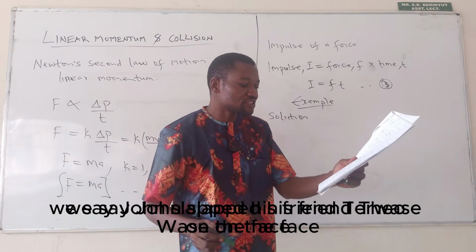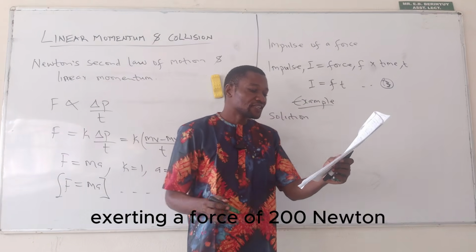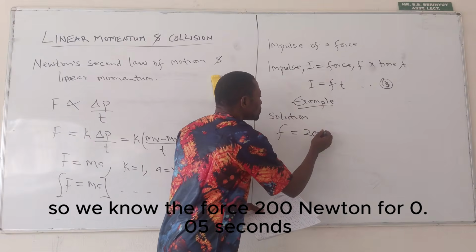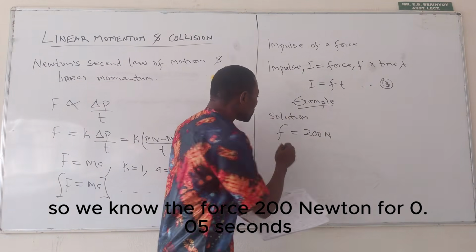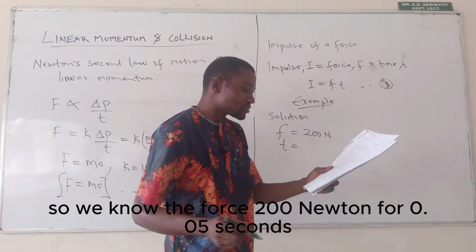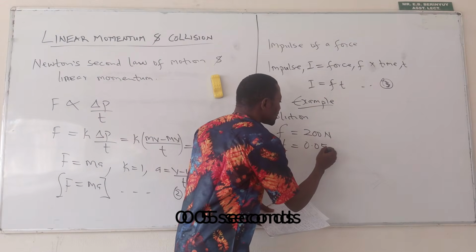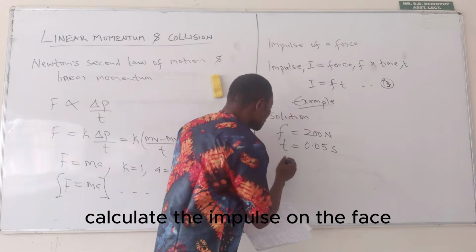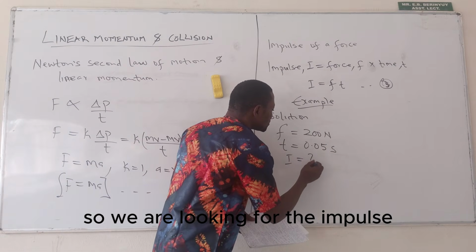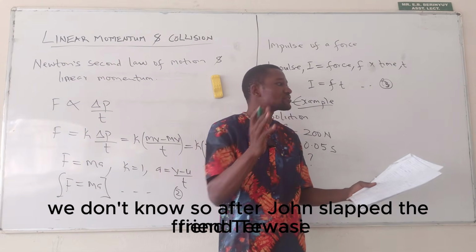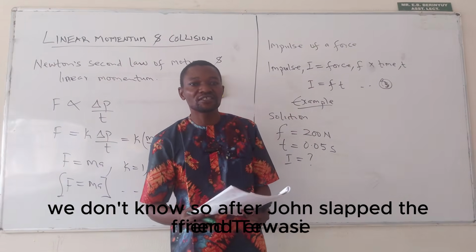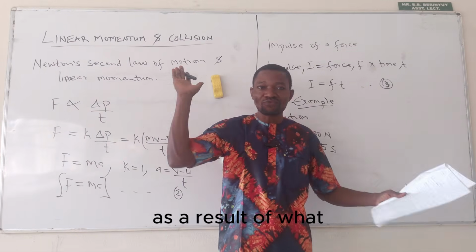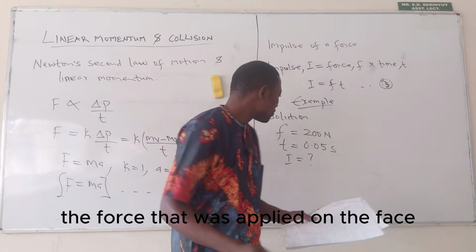We say John slapped his friend Tewase on the face, exerting a force of 200 Newton for 0.05 seconds. Calculate the impulse on the face. So we are looking for the impulse. We don't know. After John slapped the friend Tewase, we are to find that instantaneous response as a result of the force that was applied on the face.